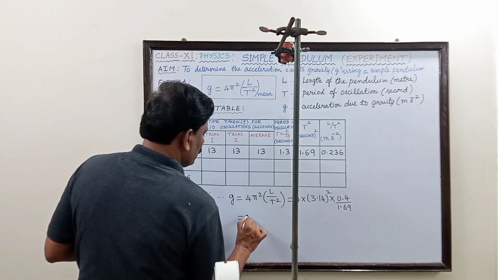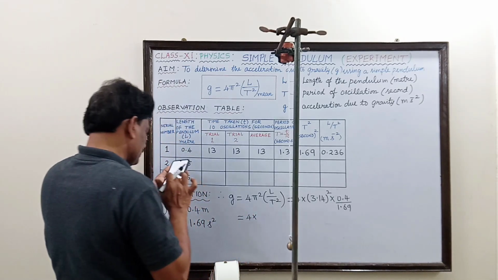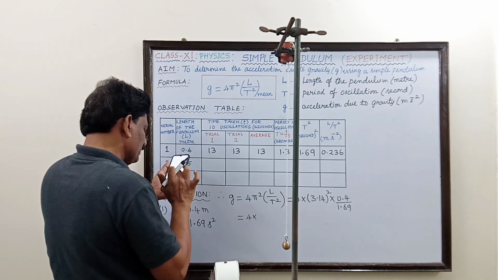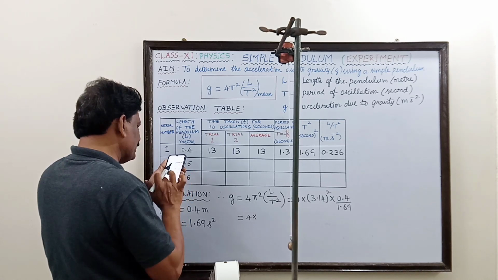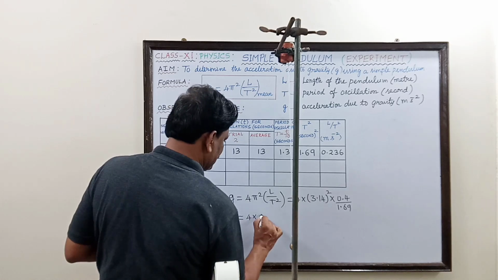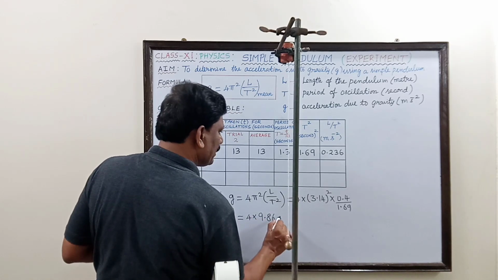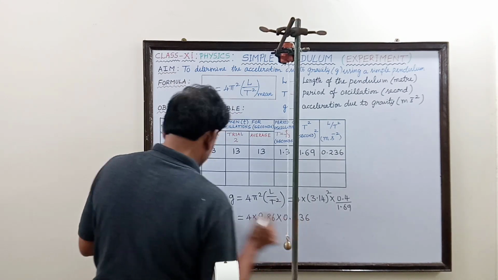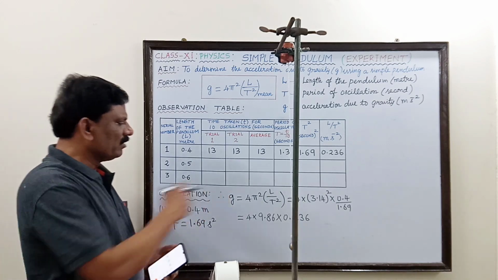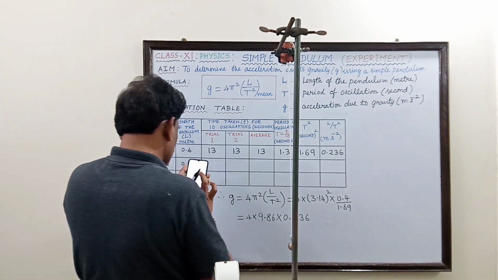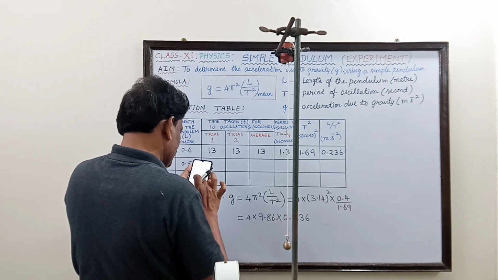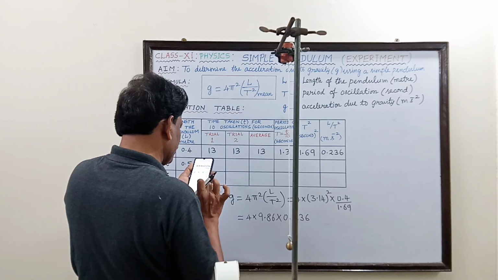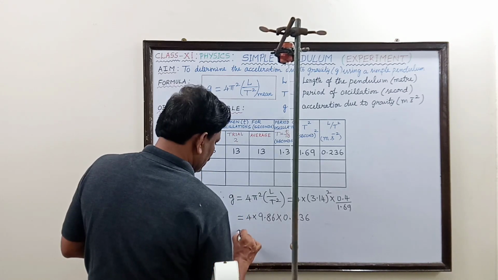So this is 4 multiplied by 3.14 whole square. 3.14 multiplied by 3.14 is 9.86. So 9.86 into 0.236. I want to find the value of g by multiplying these three numbers, so this is 4 multiplied by 9.86 multiplied by 0.236. So this is coming as 9.307.